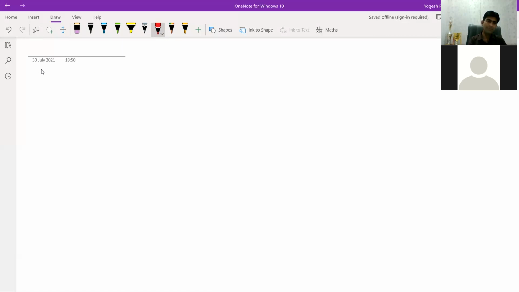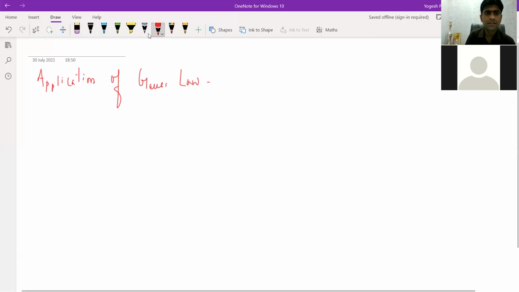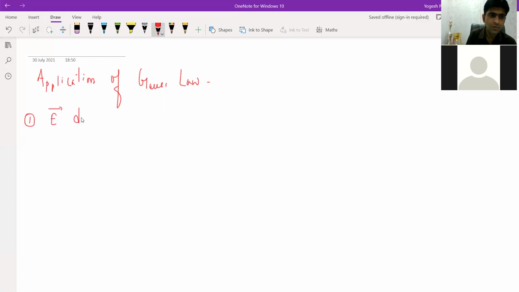Now if we talk about the application part, the applications of Gauss law. The first application we will see is that we need to find the electric field due to an infinitely long wire.